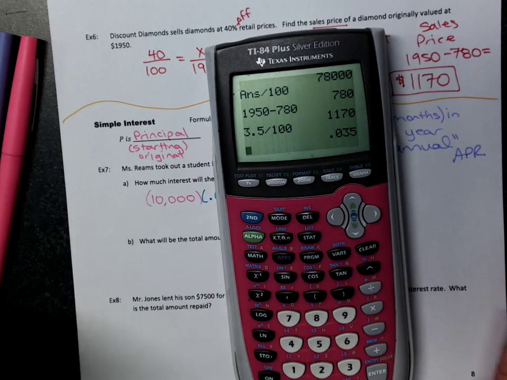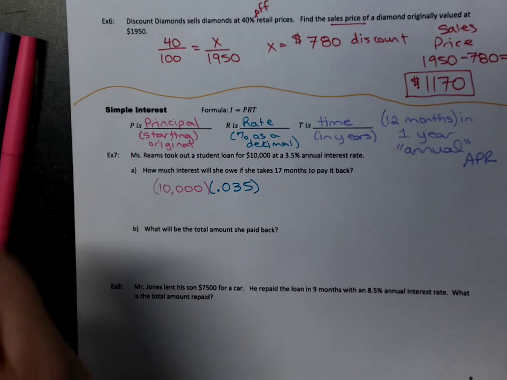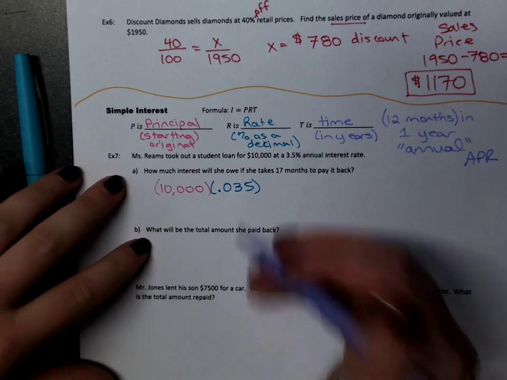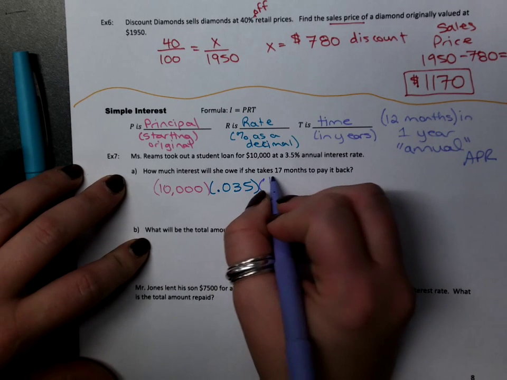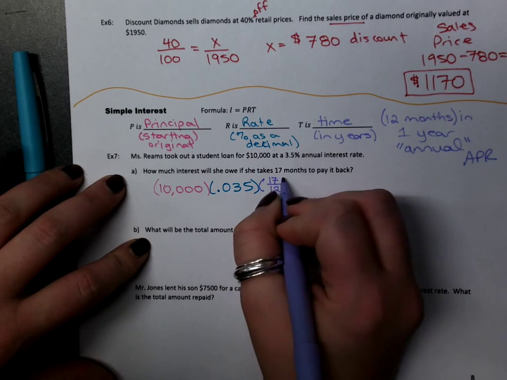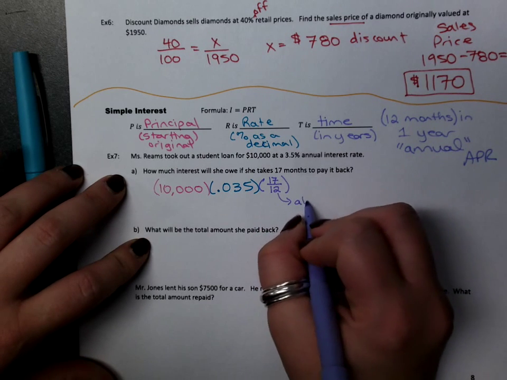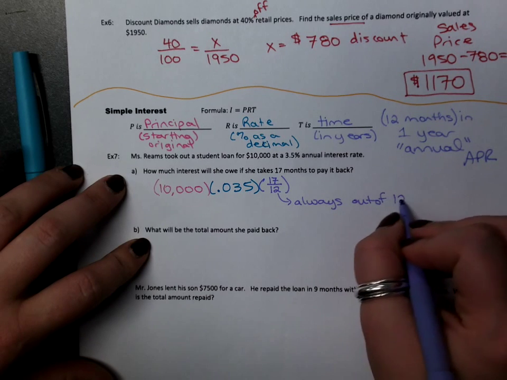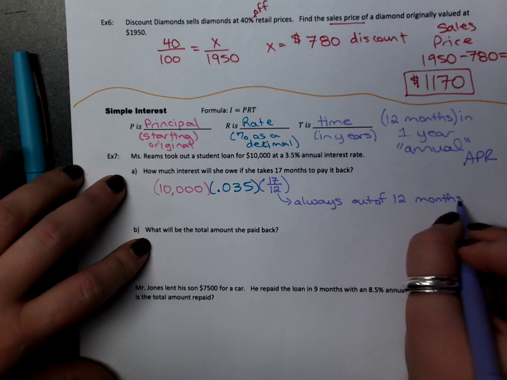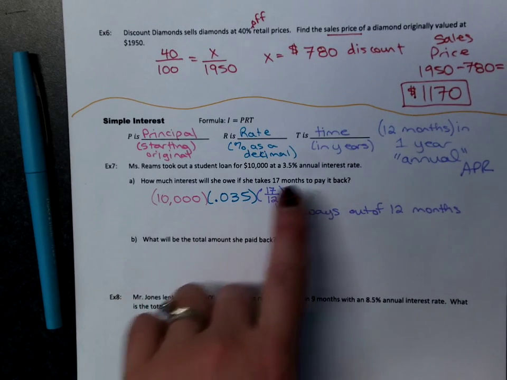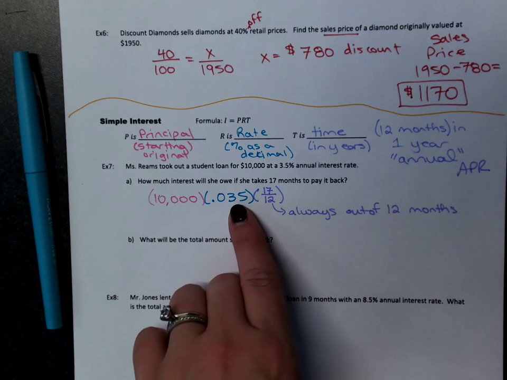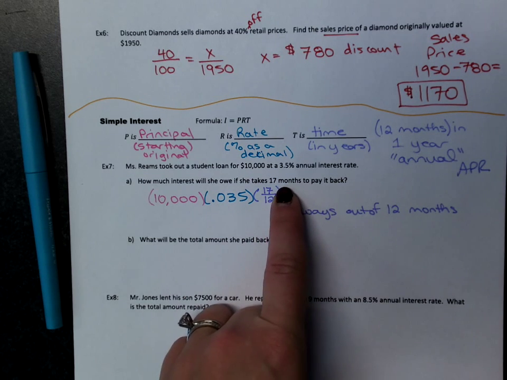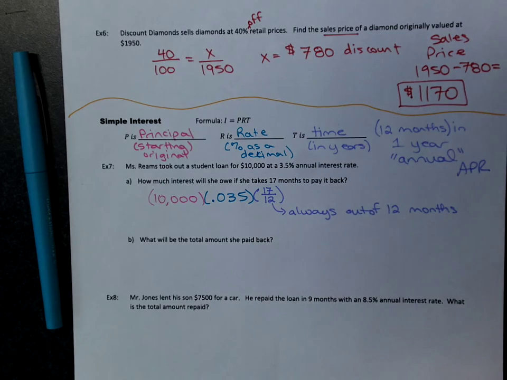Always divide by 100. And then the time, she's going to take 17 months to pay it back. 17 out of 12. It's always out of 12 months. And that's because the rate is an annual rate. She has to pay 3.5% every 12 months. So however much time she takes to pay it back, it's always out of 12 months.